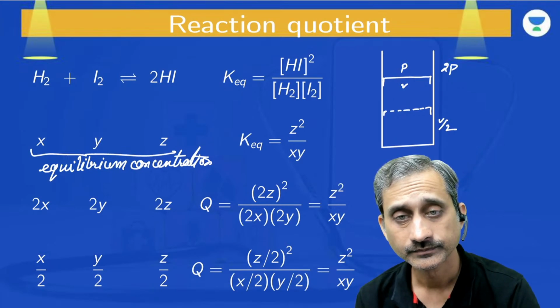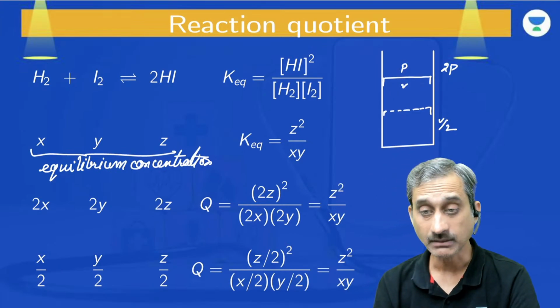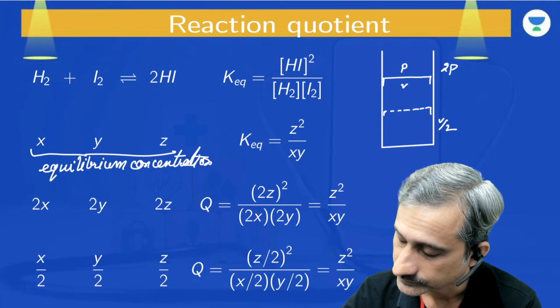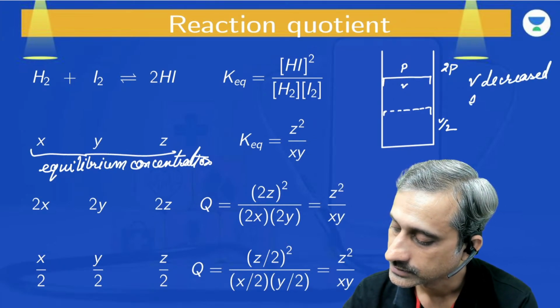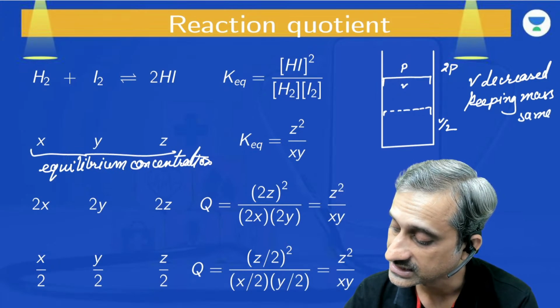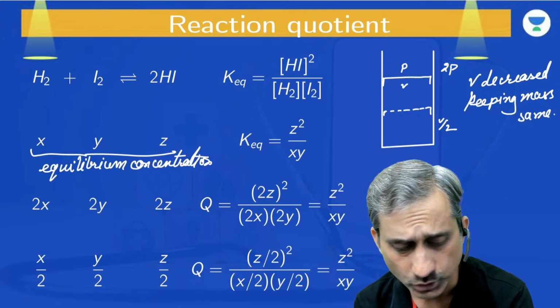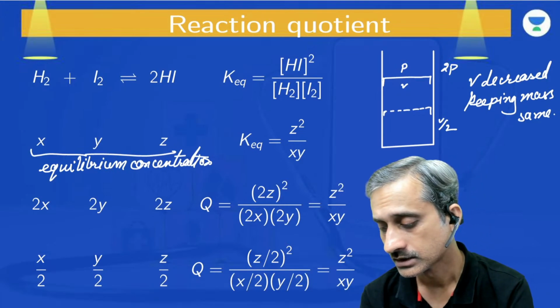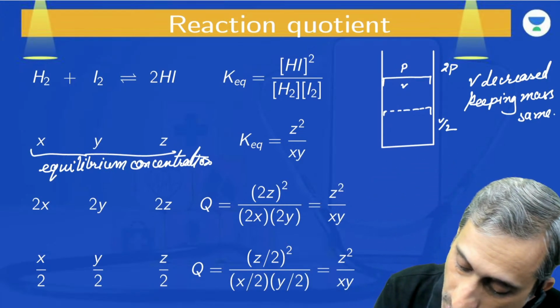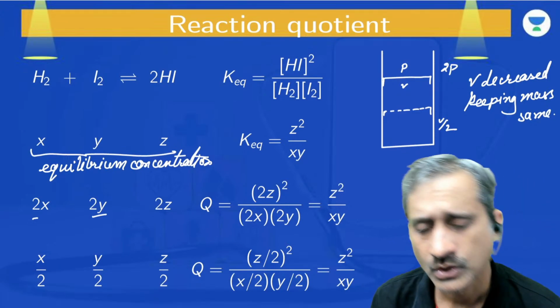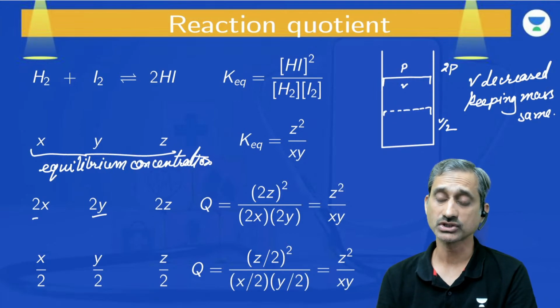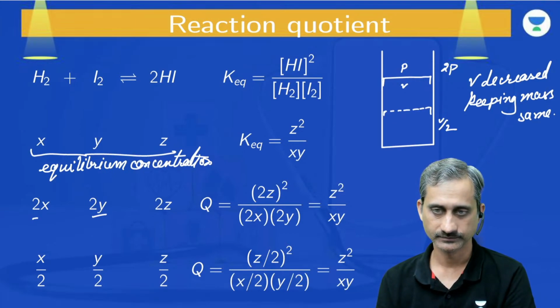Is that clear? Now, if we decrease the volume, keeping the mass same, means it is still a closed system. We are not talking about an open system, we are talking about a closed system. The concentrations are going to double. Whether it be reactant or product, the concentration of everything increases to double.